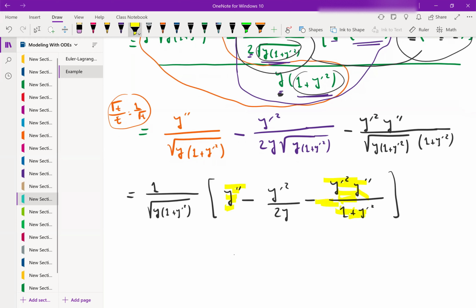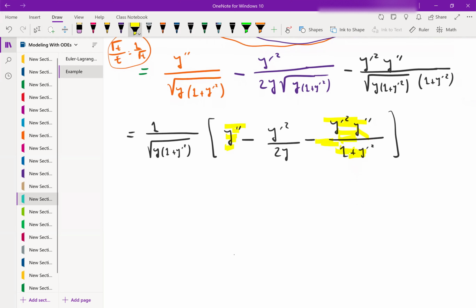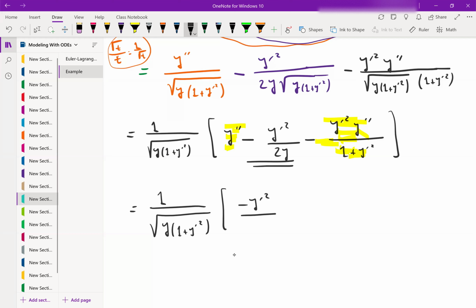Let me simplify the highlighted part. So this is equal to 1 over a square root of y times 1 plus y prime squared. That is good. And then I'm going to keep this part. This I'm not going to do anything with. But for the highlighted part, I'm going to do the common denominator.